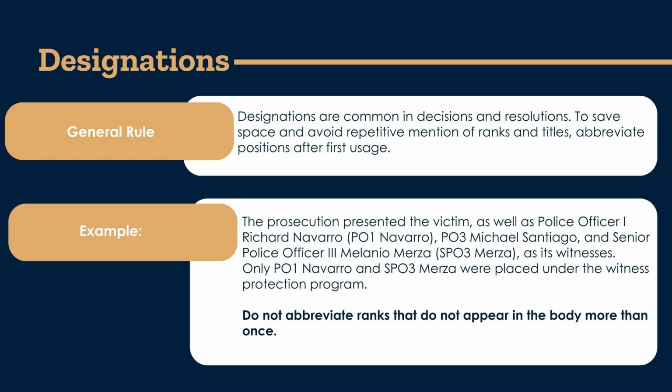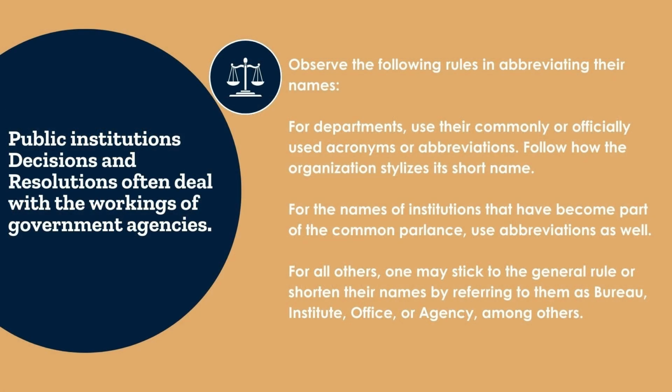Institutions. Public institutions' decisions and resolutions often deal with the workings of government agencies. Observe the following rules in abbreviating their names. For departments, use their commonly or officially used acronyms or abbreviations. Follow how the organization stylizes its short name. For the names of institutions that have become part of the common parlance, use abbreviations as well. For all others, one may stick to the general rule or shorten their names by referring to them as bureau, institute, office, or agency, among others. Examples: first usage, Department of Social Welfare and Development, DSWD; second usage, DSWD.